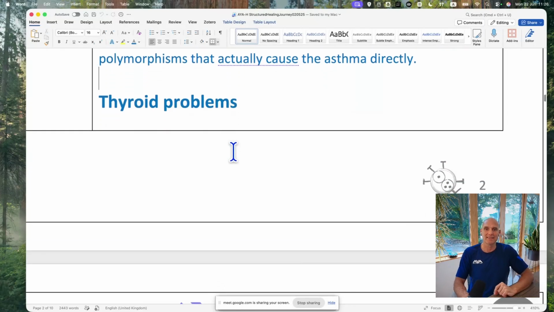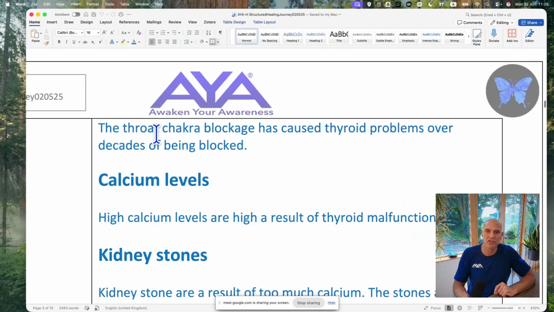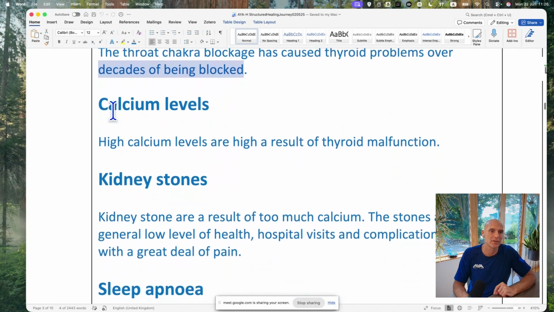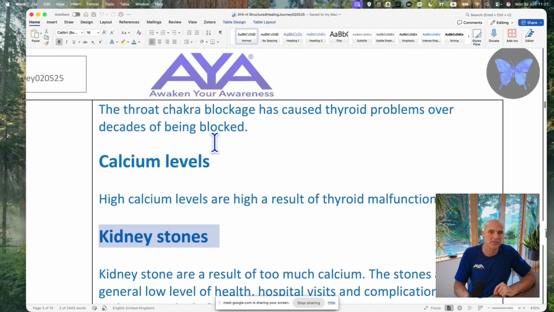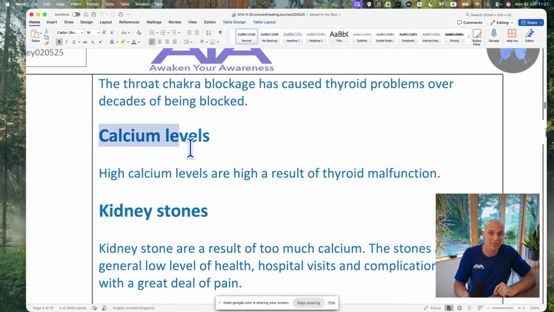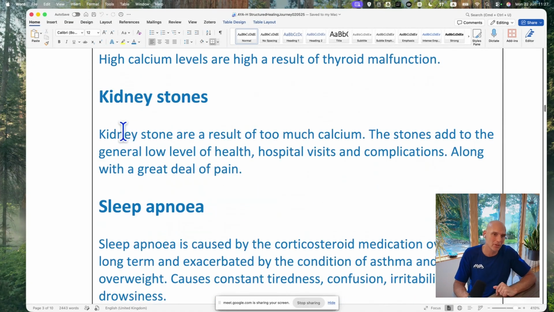Okay, next on the list is thyroid problems. The throat chakra blockage has caused thyroid problems over decades of being blocked. That has led to calcium levels being very high, so high calcium levels as a result of thyroid malfunction. That has led to kidney stones. I should say there that calcium levels are high because the thyroid gland is involved with regulating calcium levels. As a result of that, it's created loads of kidney stones, because a type of kidney stone is calcium oxalate. The stones add to the general low level of health, hospital visits and complications, along with a great deal of pain.